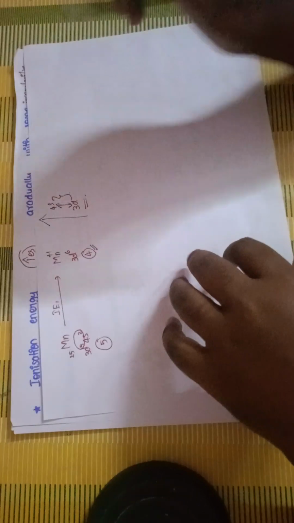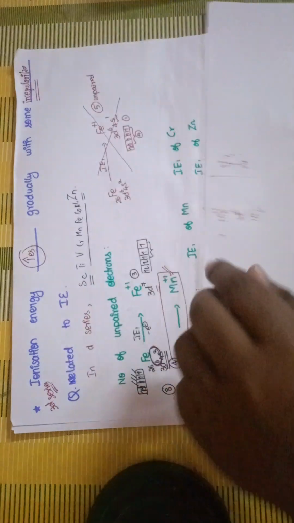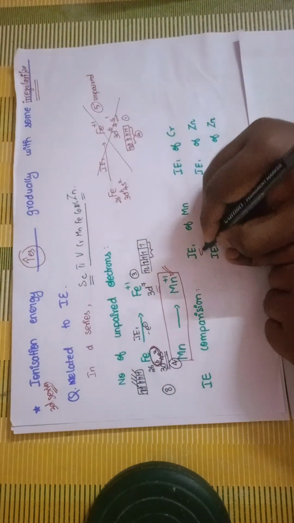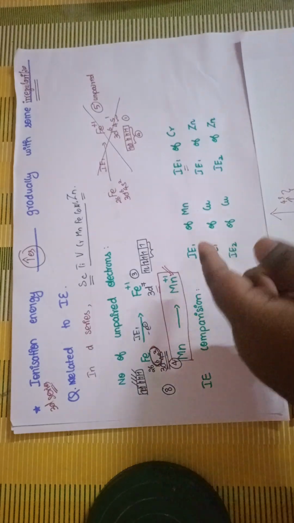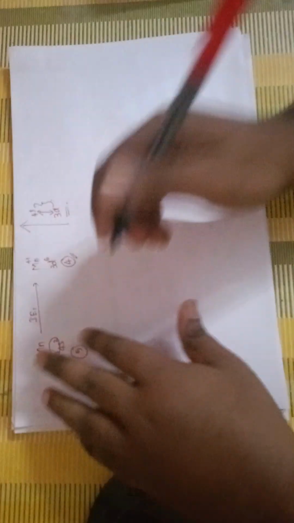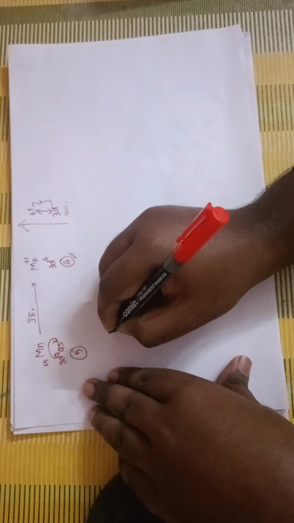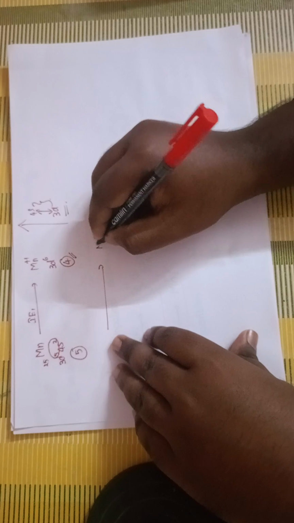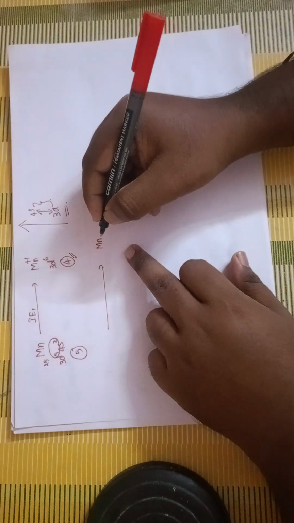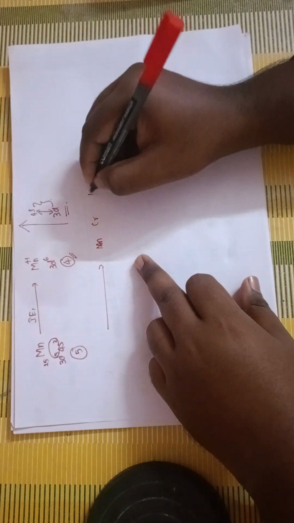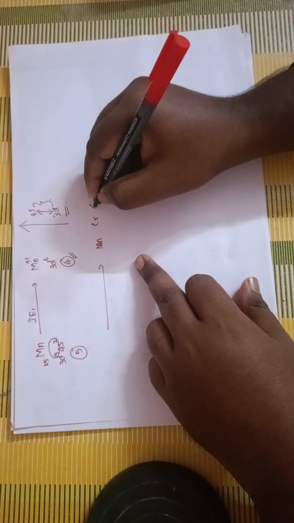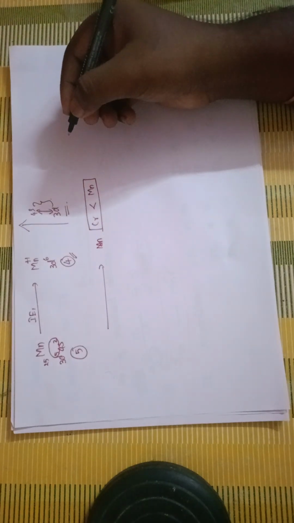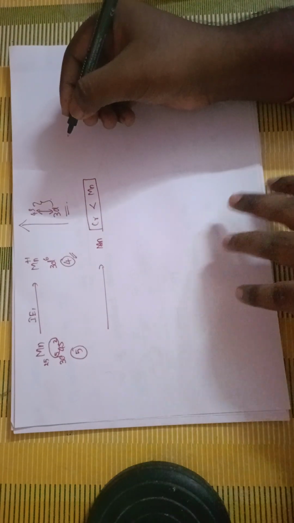Okay. Now we have to compare the ionization energy of manganese and chromium. IE1 of manganese and chromium. Then we have to say which one will be greater. What is the usual trend? Across the period, ionization energy increases. So what is our expectation? Chromium, manganese. Manganese should have higher ionization energy than chromium. This is our expectation. You'll see that one.